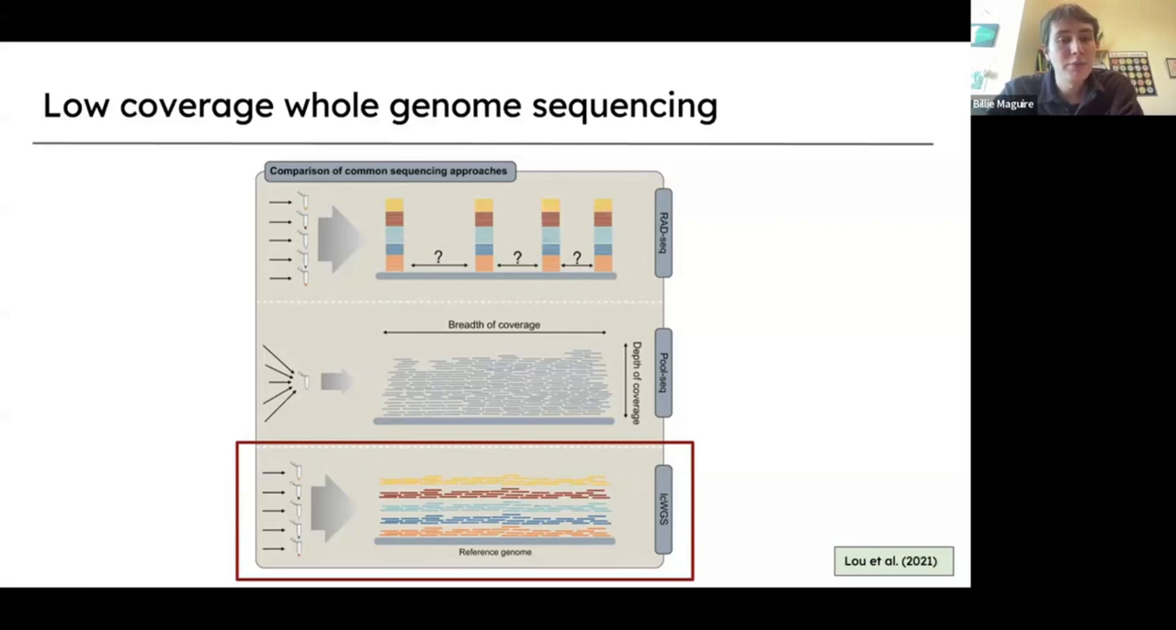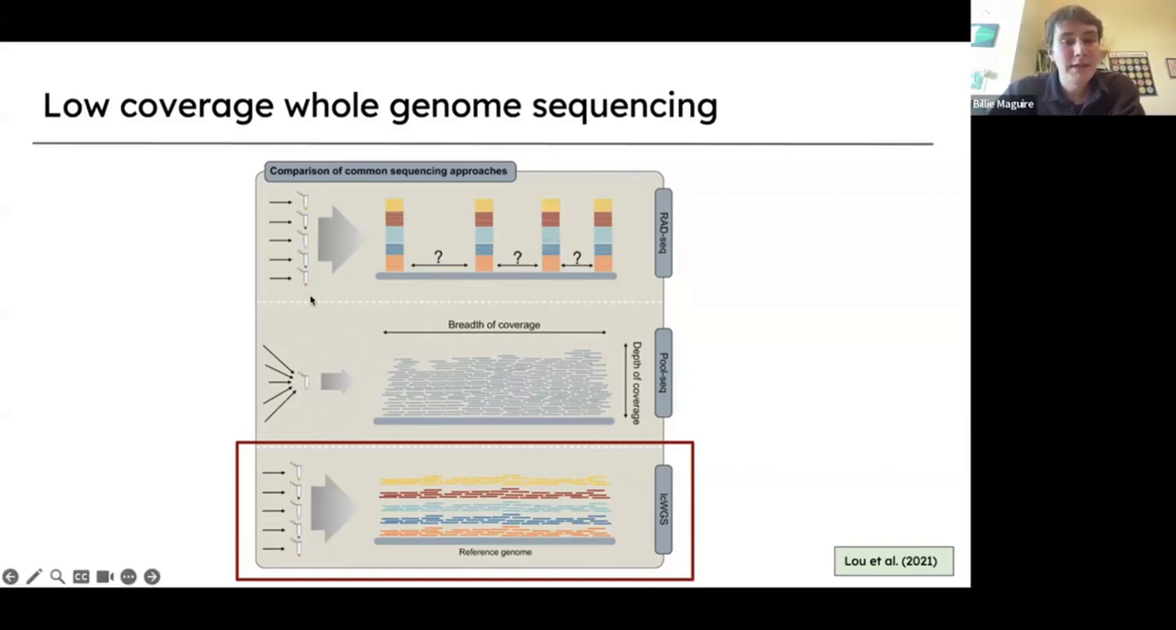Another possibility is to go with pool-seq, which is where you pool all the samples into a single library and sequence it all in one lane without barcodes. And this allows you to retain whole genome information at high coverage. However, you don't have any specificity. You can't identify particular SNPs that are associated with particular individuals. So we decided not to go with this option either.